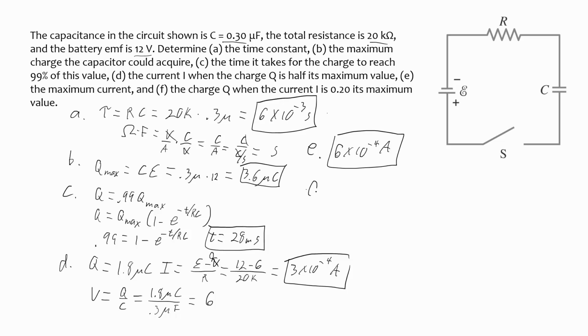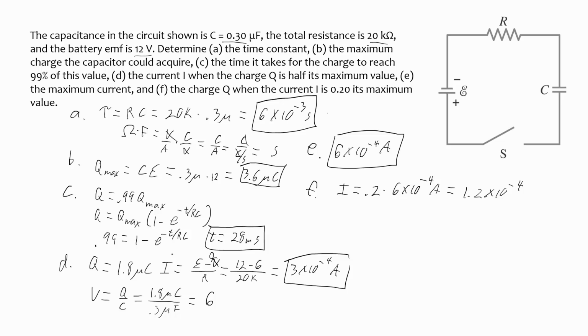And the last part, we want to know the charge Q when the current is 0.2 times its maximum value. So we can find that current, 0.2 times the maximum value that we just looked at. And that's going to give us 1.2 times 10 to the negative 4th. And we want to know the charge.